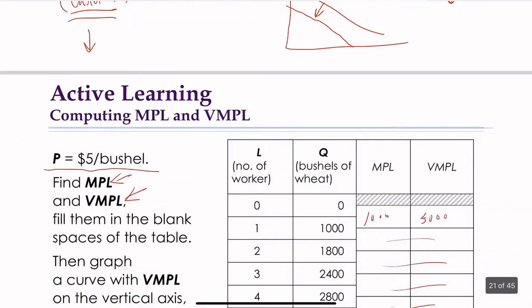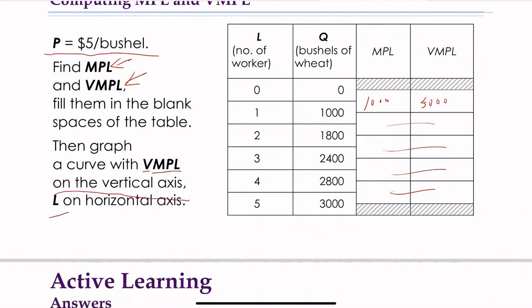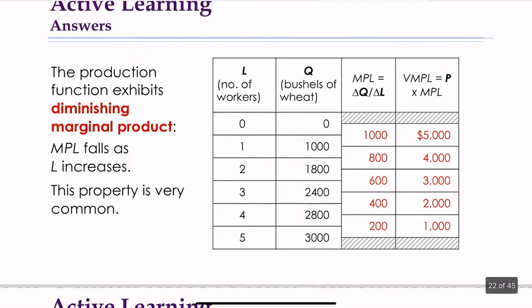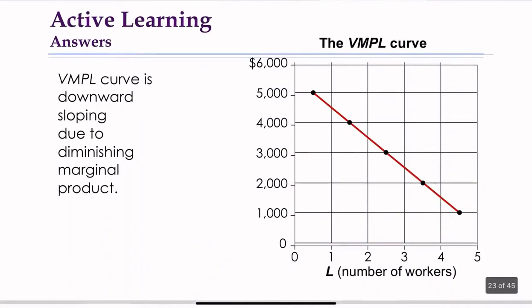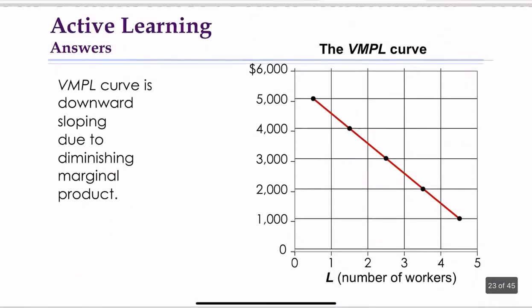And next, it says, graph a curve with value of marginal product on the vertical axis and the amount of labor on the horizontal axis. This is quite easy, right? As long as you can find out this value of marginal product and this L here. So let's see. So now we have the VMP curve, and we know that this curve is essentially the firm's demand curve.